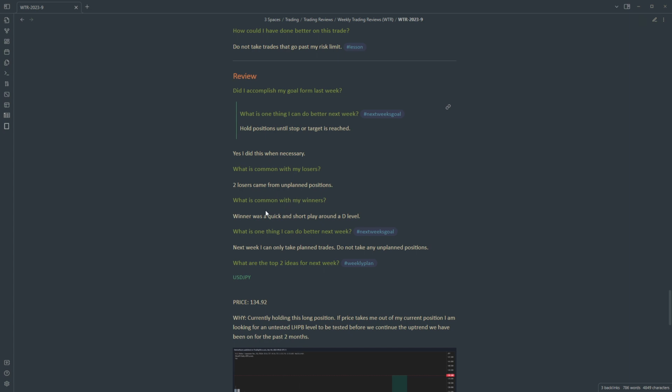What's common with my winners? The winner was a quick and short play around a daily level. Something to note: the target wasn't that large, it was just a short target. So maybe something I could do, if I consistently see this, is go for the short targets. Forget the larger targets, and if I go for the short targets, I could increase my risk on them and just have those setups. That could dwindle down to be my system.